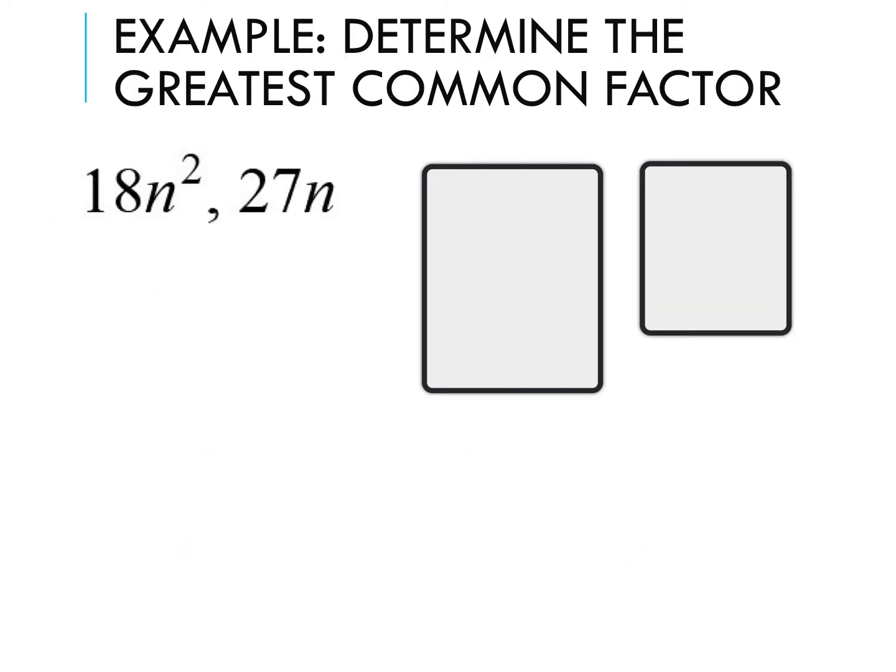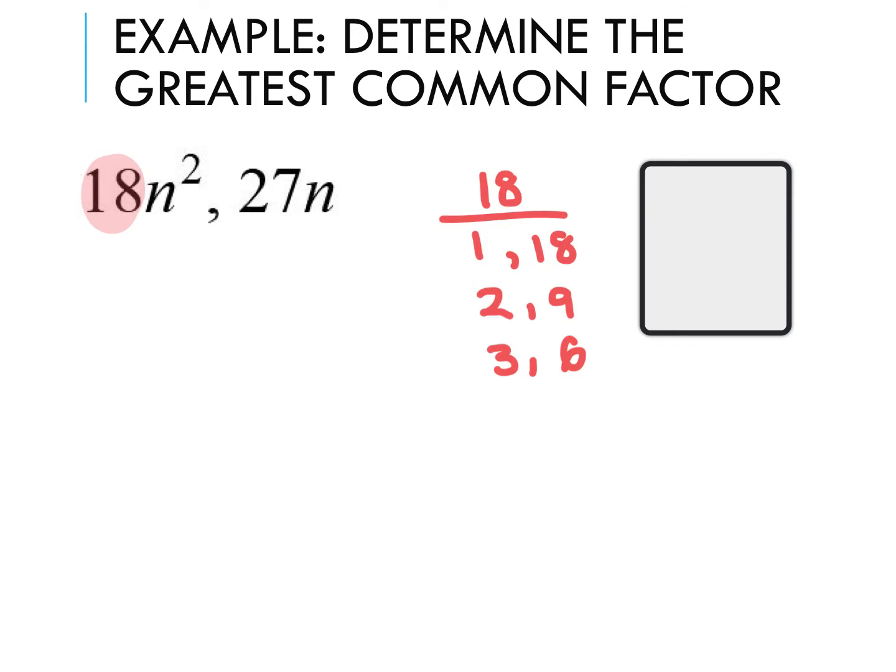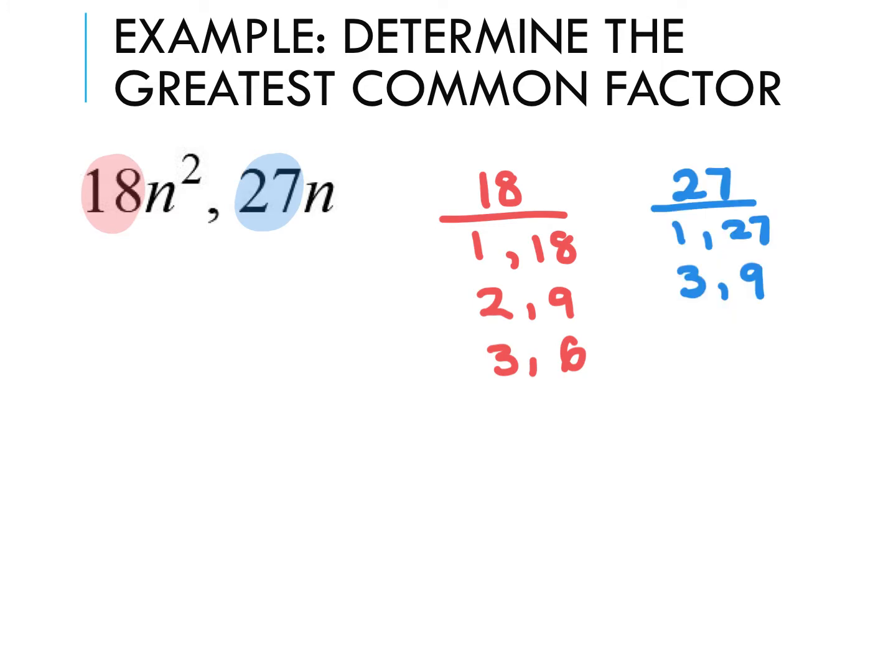For the next example, I also start by listing my factors. The factors of 18 are 1 and 18, 2 and 9, and 3 and 6. Then I list my factors of 27: 1 and 27, and 3 and 9. Now if I look for my common factors, they both have a 1, they both have a 3, and they both have a 9. However, I'm looking for the greatest of these common factors, and the largest of them is 9. So the GCF of the numbers is 9.